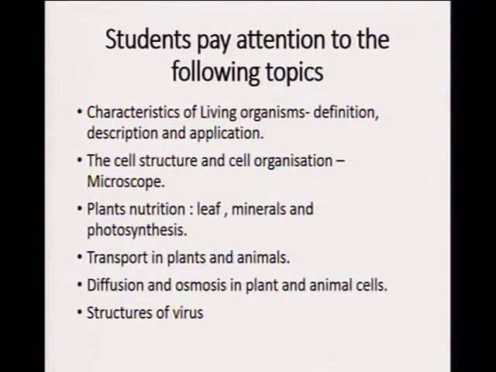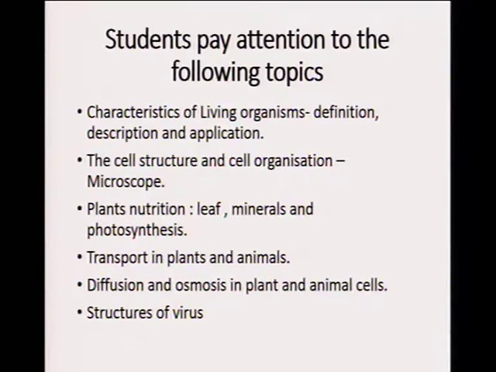Now, the next topic that you should also familiarize yourself with is plant nutrition. Remember, plant nutrition is one of the 7 characteristics of living organisms. Here we are referring to how plants make their own food. Remember, plants carry out photosynthesis, meaning that they produce their own food.